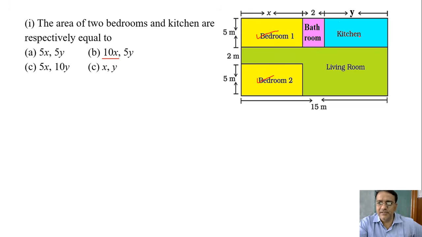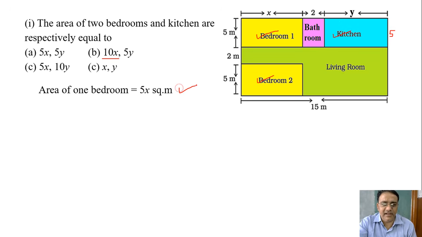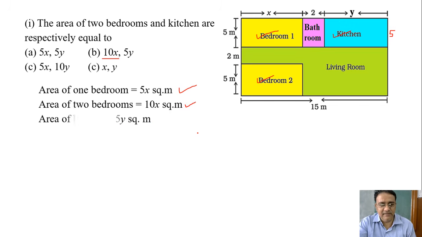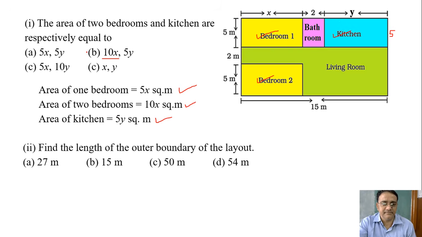Okay, so we'll move towards kitchen side also. This is 5 and the length is y. So, what is the area of this kitchen? 5y. So, which option is the correct one? B. B, right. So area of 1 bedroom is 5x meter square, area of 2 bedroom will be 10x meter square, and area of kitchen is 5y meter square. So the correct option is B.